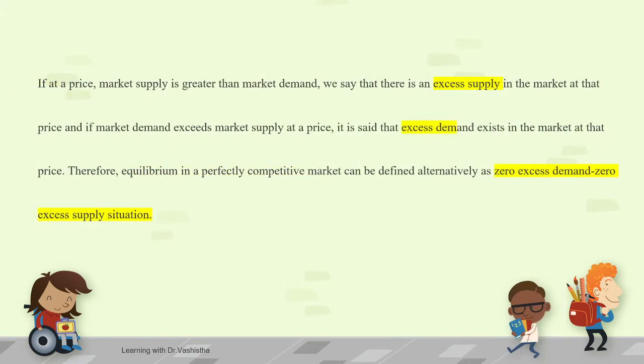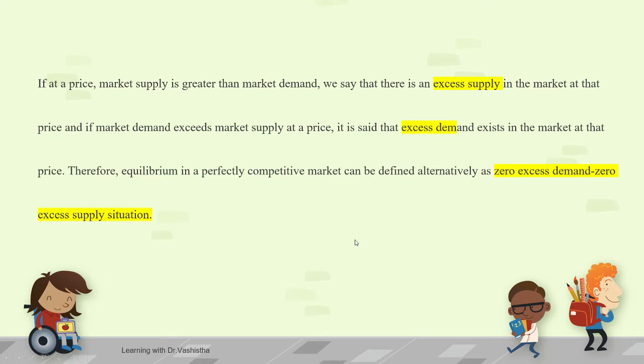now what is the excess supply or excess demand condition? See, if at a price market supply is greater than market demand, that is a situation of excess supply in the market at that particular price. And similarly, if market demand exceeds market supply at a particular price, it is said to be the excess demand situation in that market at that particular price.